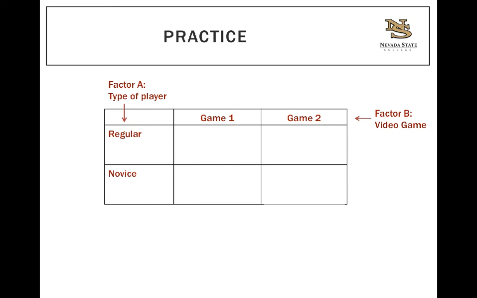If we'd been told more about the games, we could label them more specifically. For example, maybe one's a shooting game and one's a driving game, but we don't have that information. So we're just going to call them game 1 and game 2.